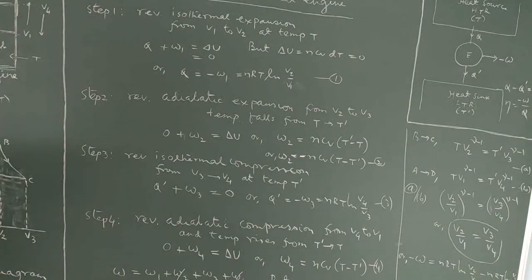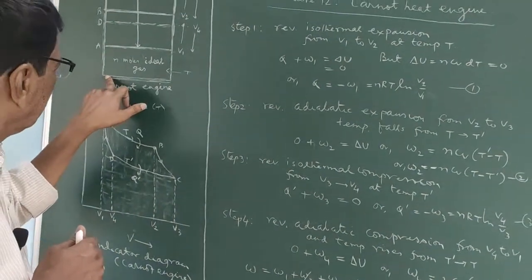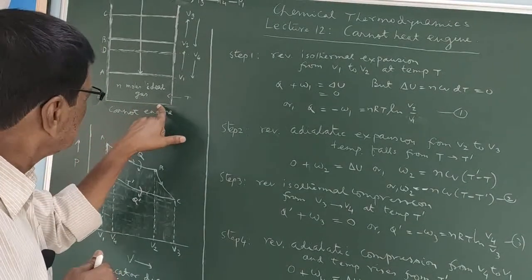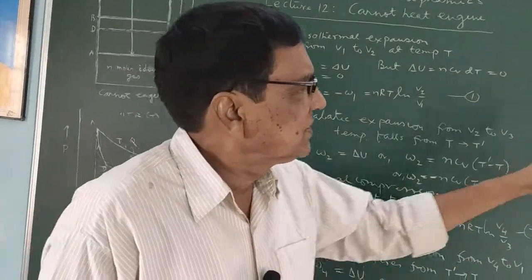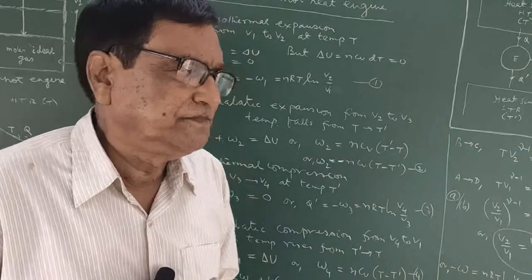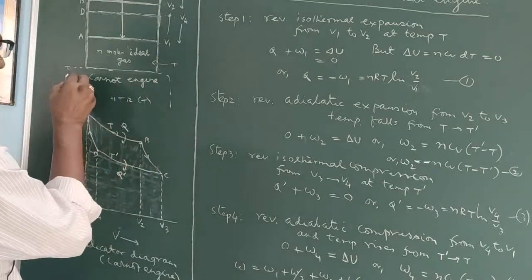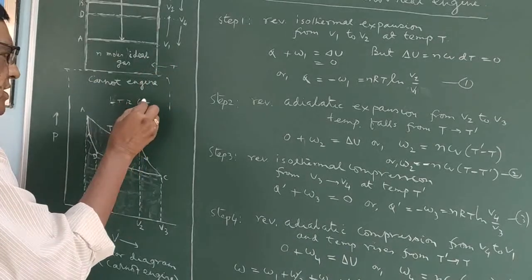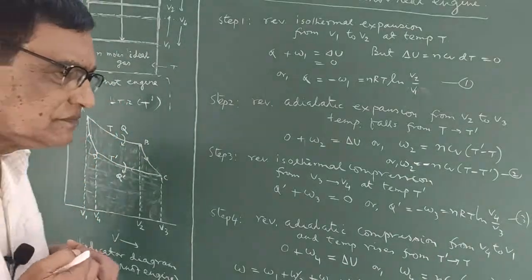Now again, the insulation pad is removed from the lower bottom of this cylinder, and the cylinder is kept in contact with the lower temperature reservoir, whose temperature is T dash.